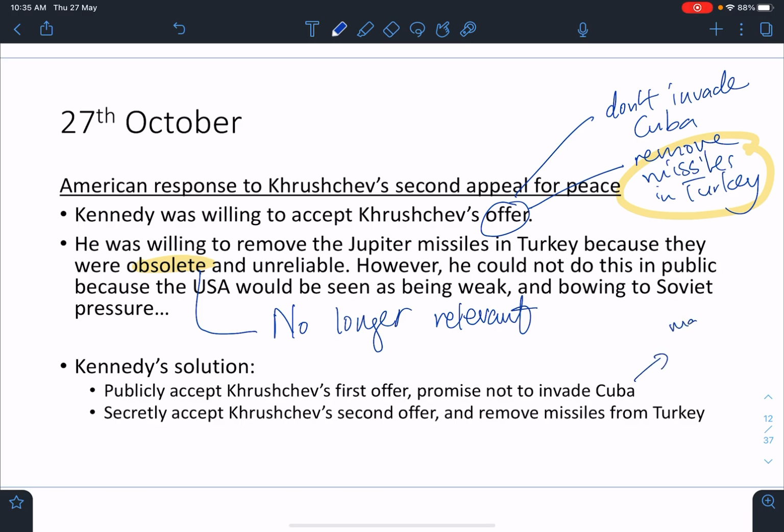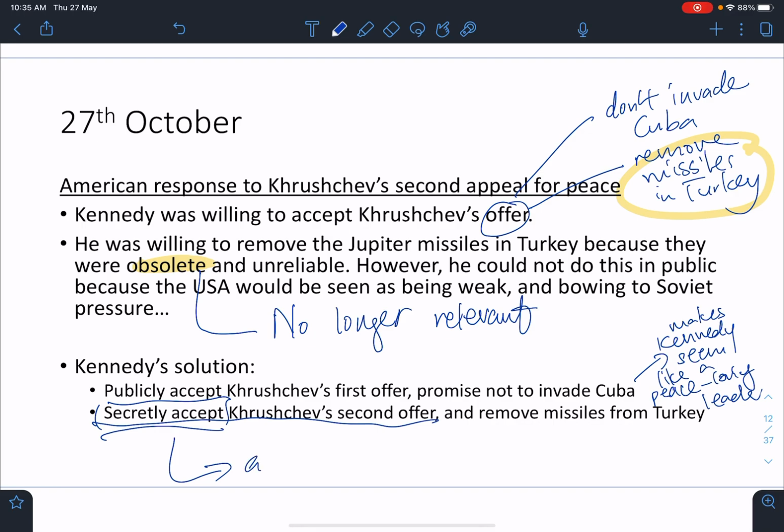So it makes Kennedy seem like what? Seem like a peace-loving man. Okay, and he secretly accepts Khrushchev's offer, so he avoids negative public perception, right? Because if I go out and say, okay, I'm going to give in to Khrushchev, it basically makes me seem like a weaker leader. But because it is secret, he doesn't come across as weak, right?